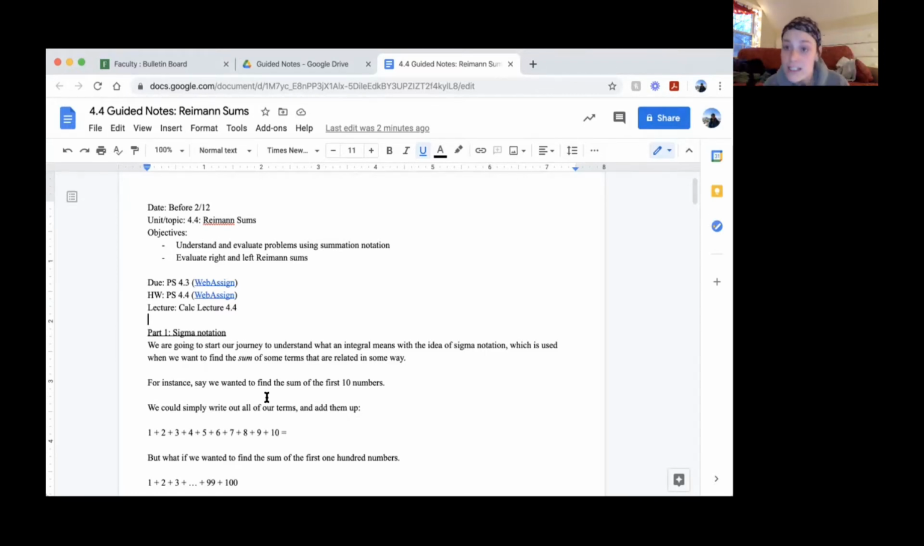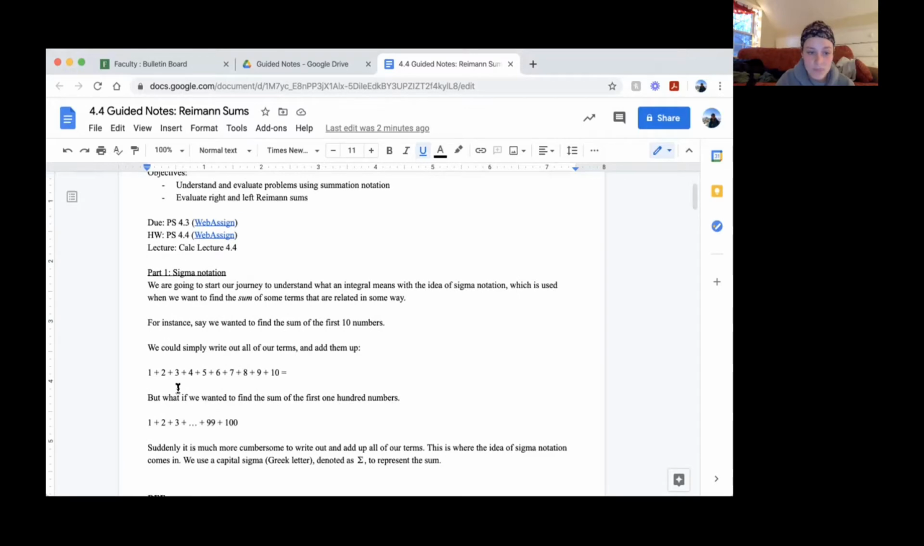But we need to start that journey with this idea of sigma notation, which is used when we want to find the sum of terms that are related in some way. For instance, say we wanted to find the sum of the first 10 numbers. We could simply write out all of our terms and add them up. 1 plus 2 plus 3 plus 4 all the way up to 10. I was going to say more, but it was a mouthful.